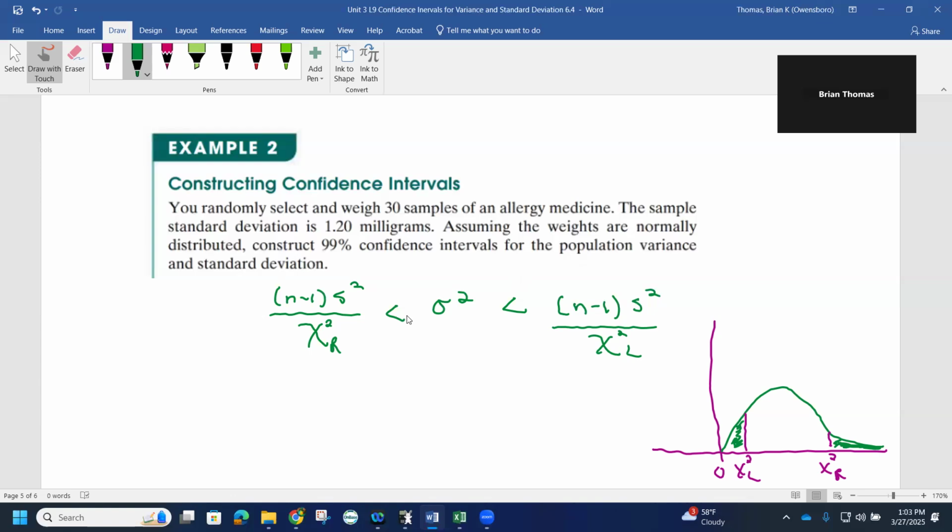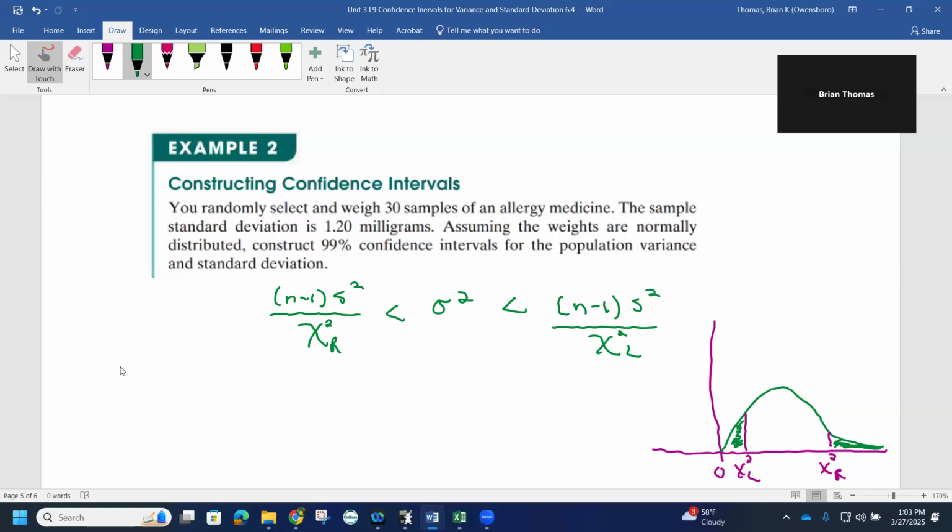Now remember the confidence interval, we have this formula, n minus 1 times s squared divided by chi squared R. So the variance is going to be in between that and n minus 1 times s squared divided by chi squared L. Remember n minus 1 is degrees of freedom and s squared is the sample variance. And remember sigma squared is the population variance. So what we're trying to figure out is with a 99% confidence interval, how confident are we that the variance is going to be between these two values here?